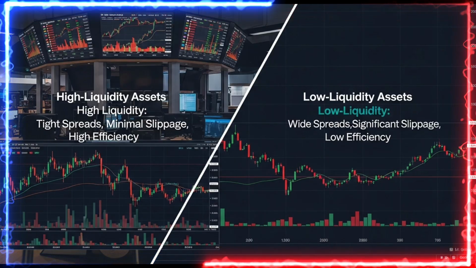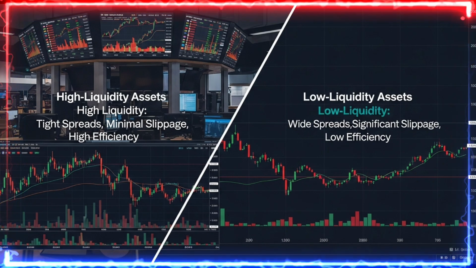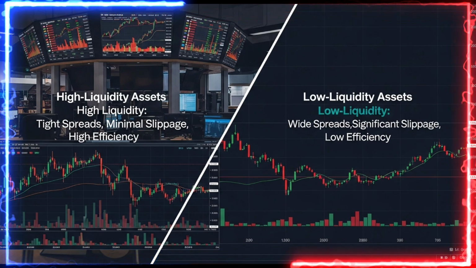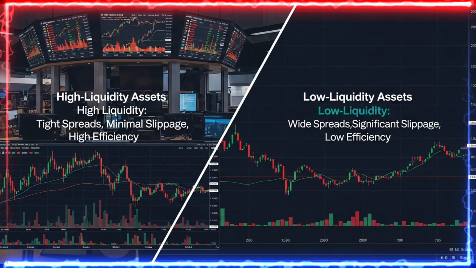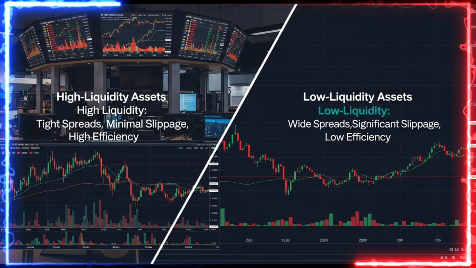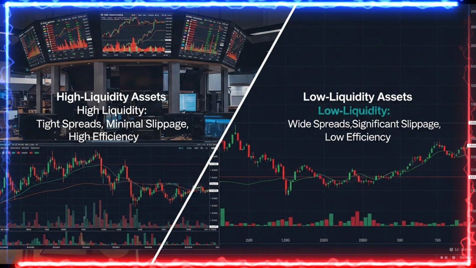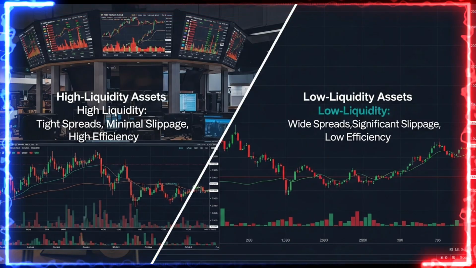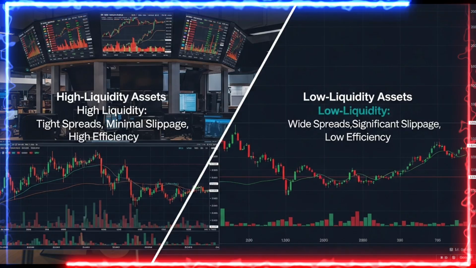Number 4. Daily highs and lows. Daily highs and lows are important levels on the chart in terms of liquidity. The daily high is the highest price reached during the day, and the daily low is the lowest price. These levels often attract a lot of attention from traders, with many placing their stop-loss orders or pending orders around these areas, making them full of liquidity.